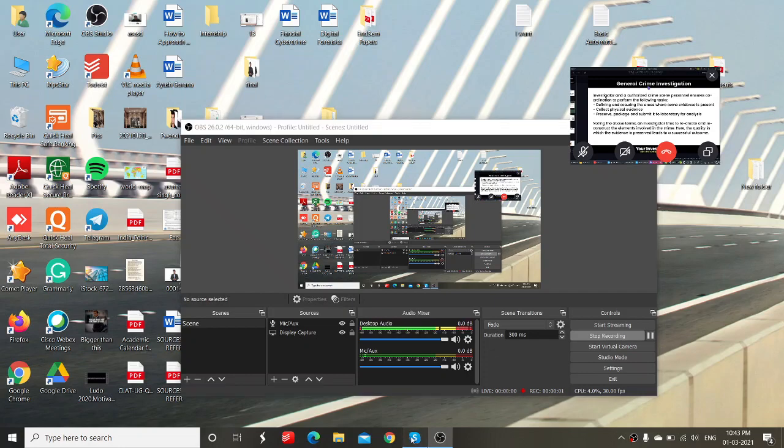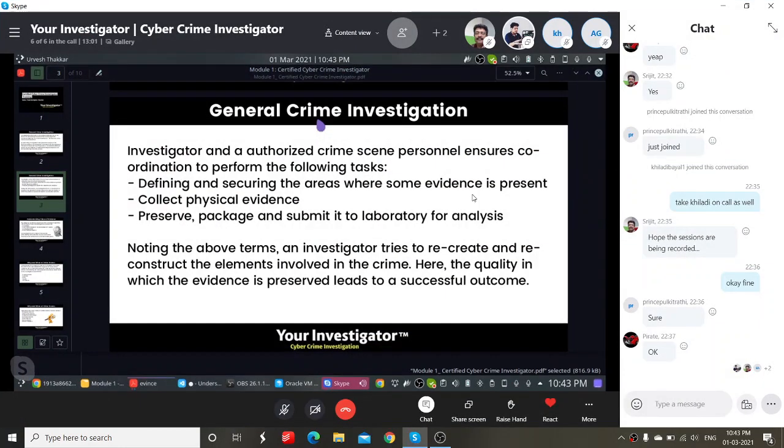Personnel who are actually authorized, such as a crime investigation analyst or similar, ensure the coordination to perform the following tasks. This is how the coordination is laid out: defining and securing areas where some evidence is present, collecting physical evidence, and preserving, packaging, and submitting it to the laboratory for further analysis.